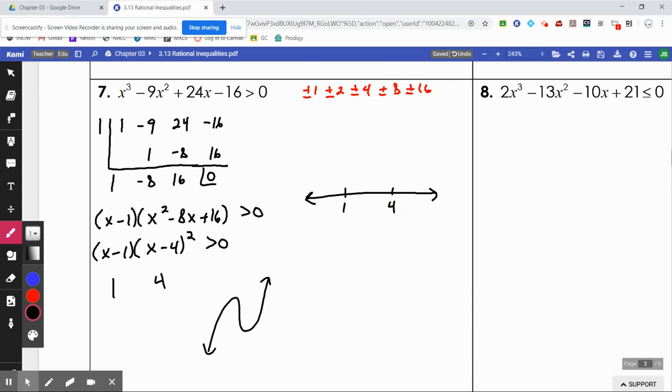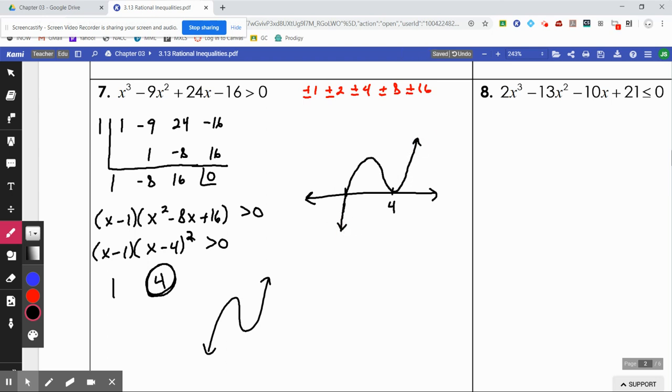And here's the rule. Anytime something is a zero with multiplicity, if it's an even multiplicity, that means it's not going to be crossing there, it's going to be touching there. So your graph's going to go up, cross at 1, come down, touch at 4, and then go back up. So it's going to look something like this.